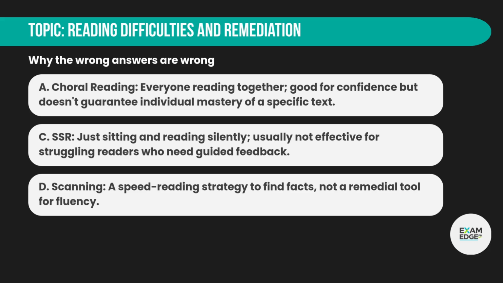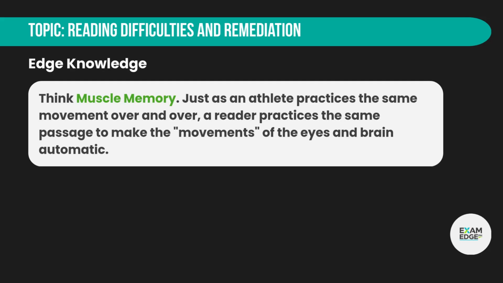Why the wrong answers are wrong? A. Choral reading. Everyone reading together. Good for confidence but doesn't guarantee individual mastery of a specific text. C. SSR. Just sitting and reading silently, usually not effective for struggling readers who need guided feedback. D. Scanning. A speed reading strategy to find facts, not a remedial tool for fluency. Edge knowledge. Think muscle memory. Just as an athlete practices the same movement over and over, a reader practices the same passage to make the movements of the eyes and brain automatic.